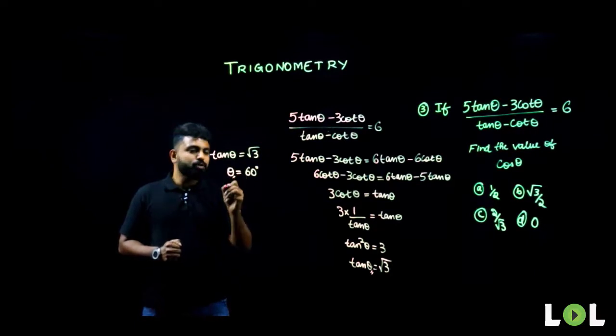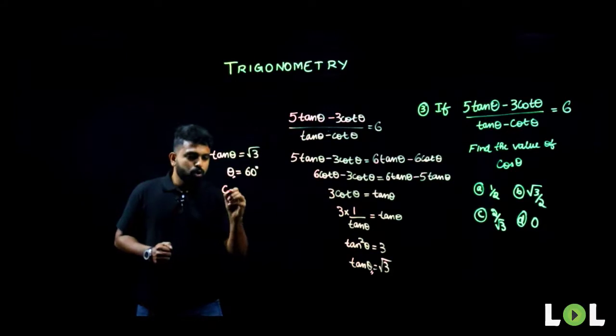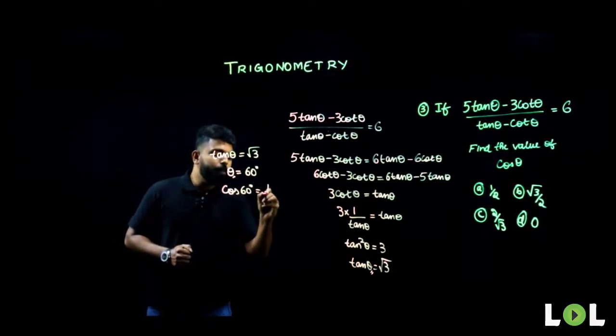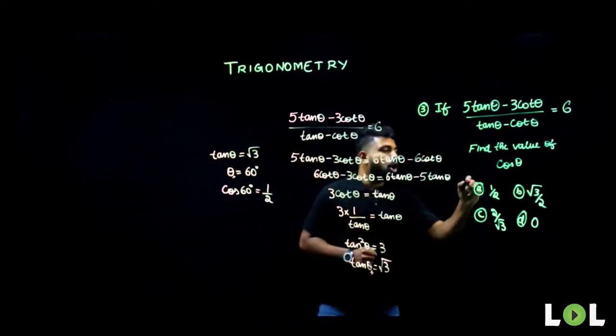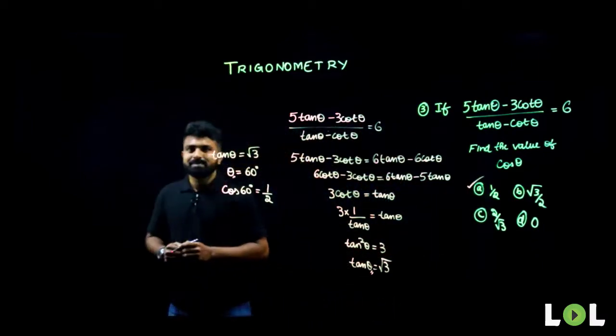So, if theta is equal to 60 degrees, they're asking what is the value of cos theta. What will be the value of cos 60 degrees? It will be nothing but 1 by 2. Do we have that in our options? Yes. Option A, 1 by 2 will be my final answer.